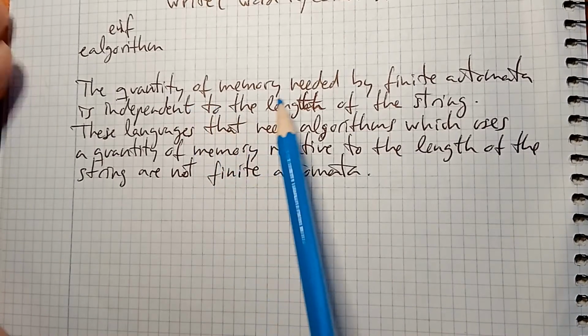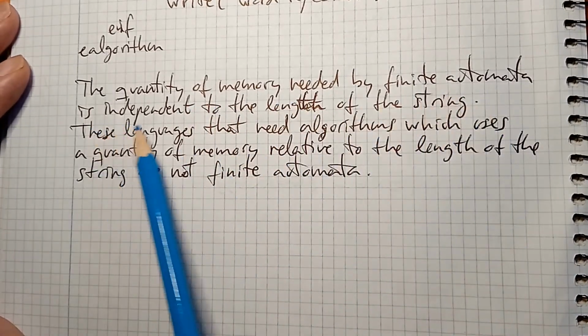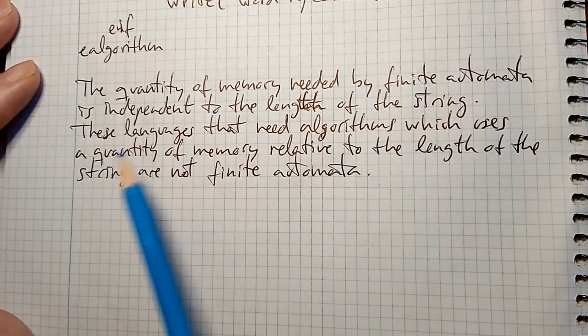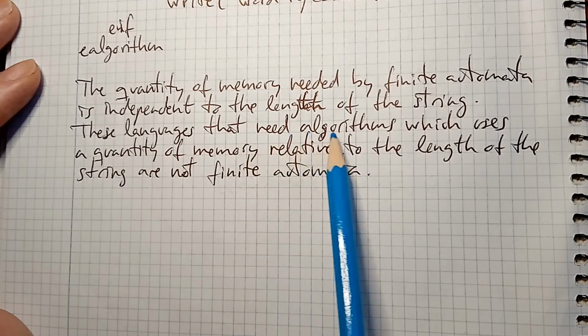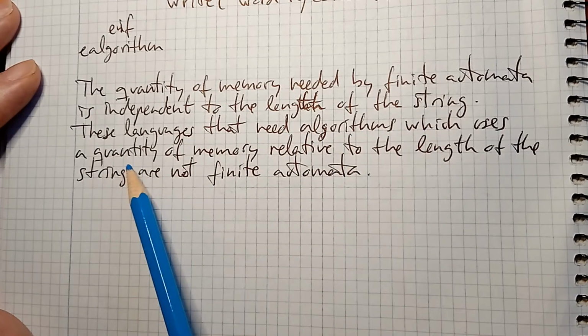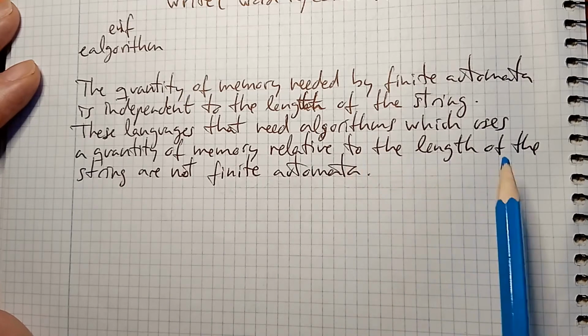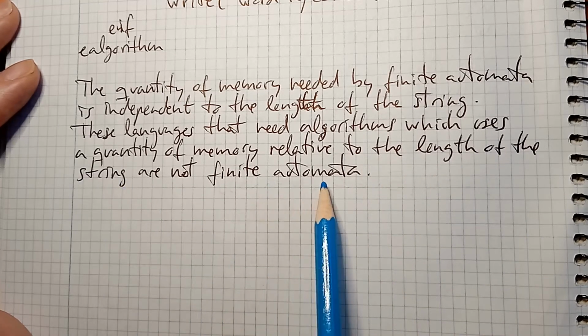The quantity of memory needed by finite automata is independent of the length of the string. Languages that need algorithms which use a quantity of memory relative to the length of the string are not finite automata.